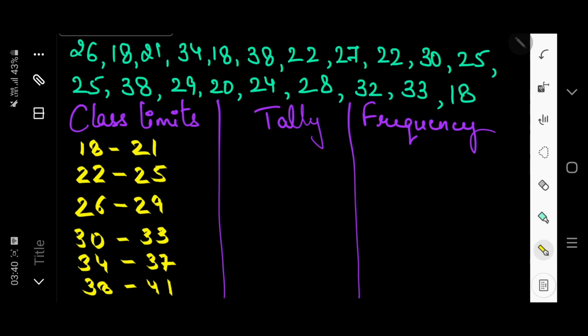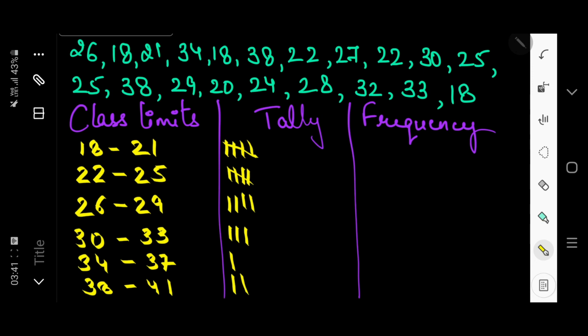Now we will write the tally marks under the tally column. So let's start with 26, 1, 18, 21, 34, 18, 38, 22, 27, 22, 30, 25, 25 again, then 38, 29, 20, 24, 28, 32, 33 and 18. So we are done with the tally marks also.